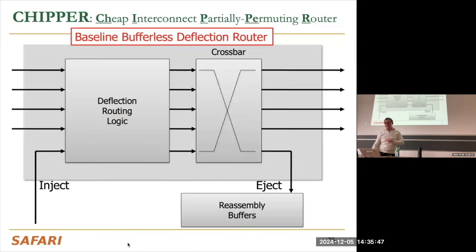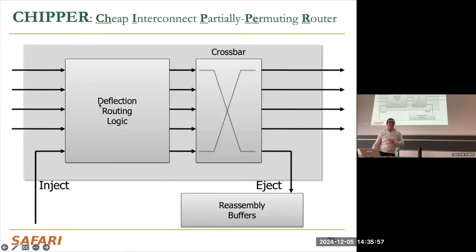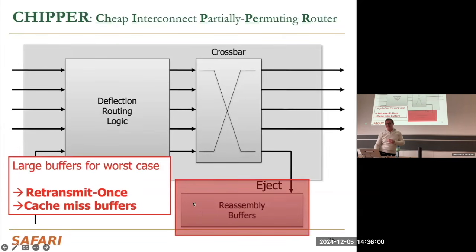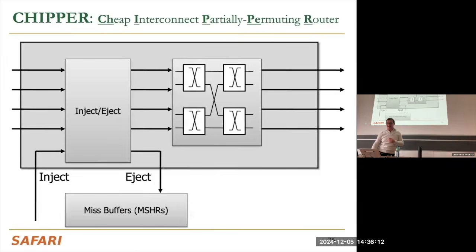Now, we had the baseline bufferless deflection router, which had a long critical path because it was sorting by age. It was allocating ports sequentially. With golden packet and permutation network design, we replaced it with something much simpler. And we had the reassembly buffers. We had large buffers for the worst case. With retransmit once, we can reduce the size of those buffers with some additional bookkeeping. And now we can also use cache miss buffers as network buffers. And in the end, this is what our router looks like.